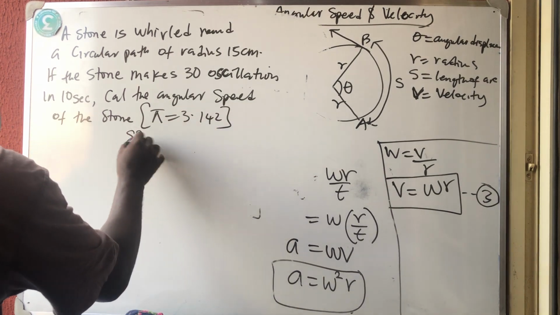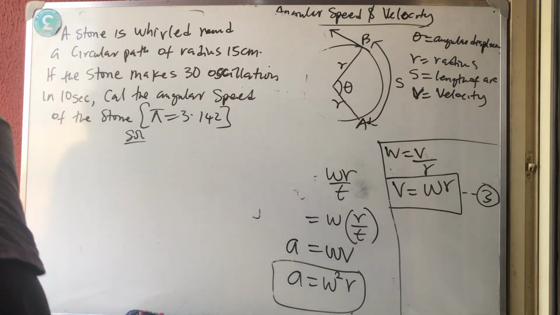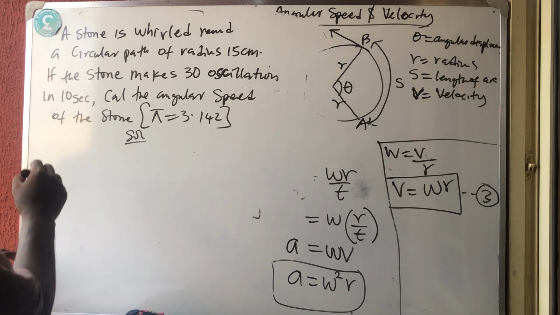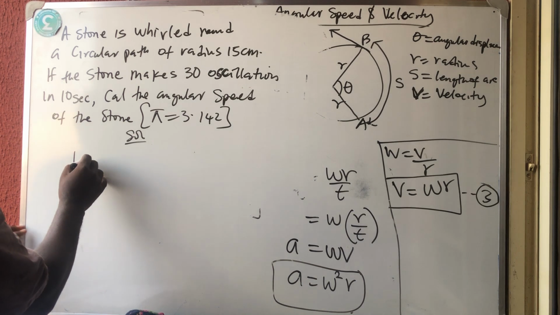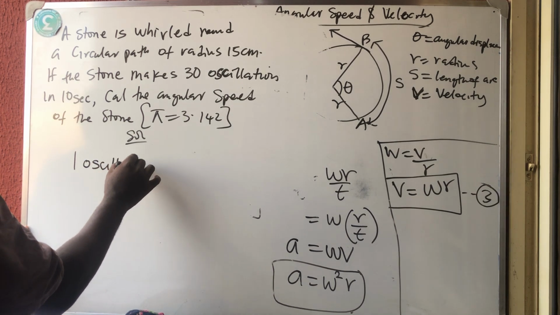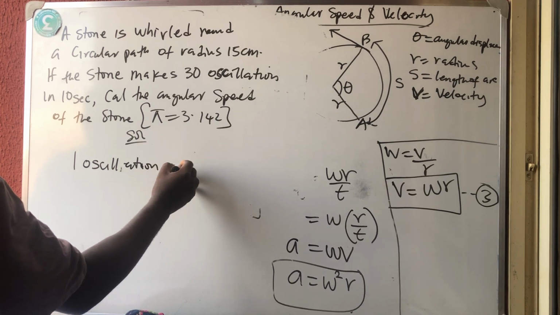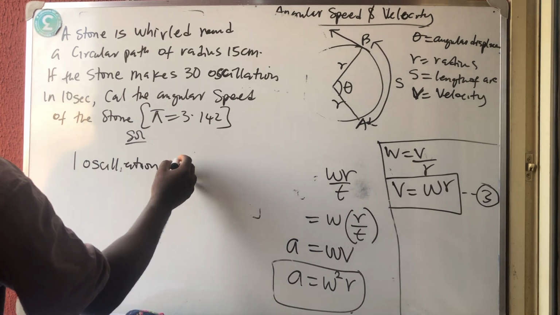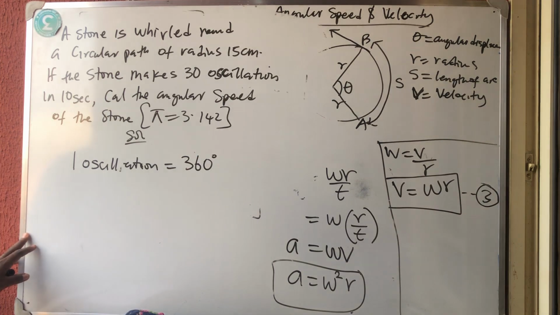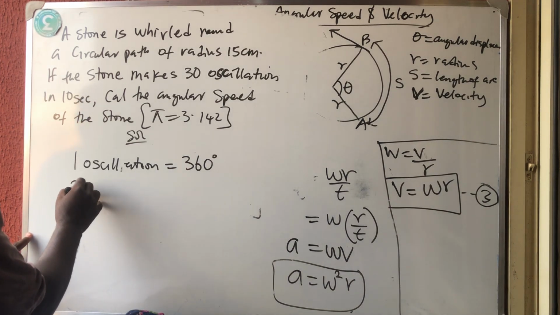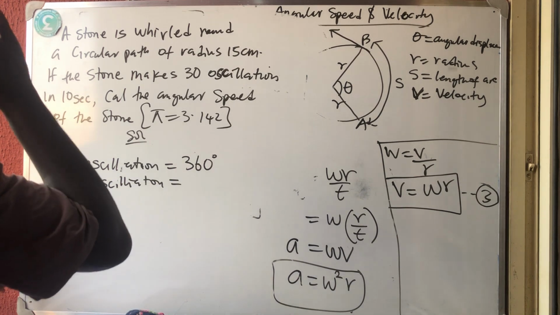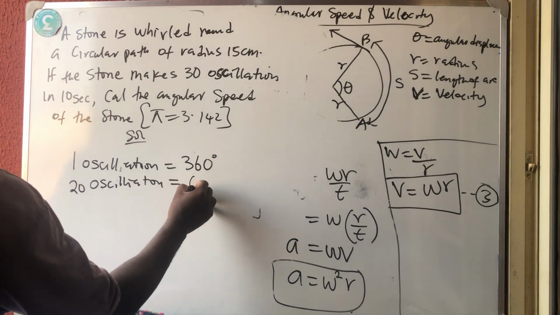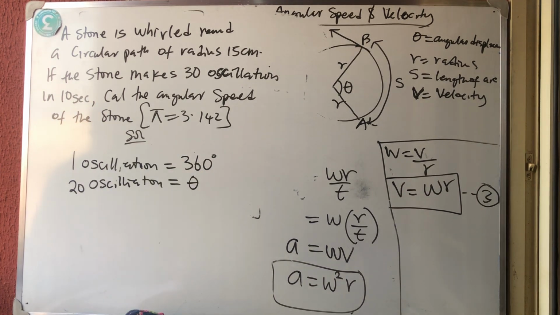Okay, solution. Now there is something you need to know. One complete oscillation, they gave us 30 oscillations. So one oscillation is equal to a complete circle, which is 360 degrees. Therefore 30 oscillations is equal to what? They don't give us theta, so it's equal to the theta we are looking for. That is how to find your theta. So I'm going to cross multiply now.